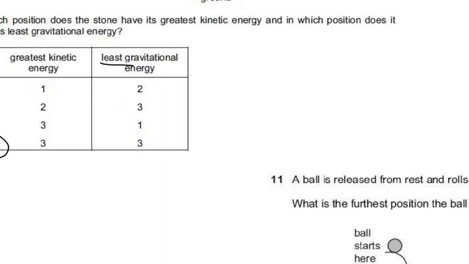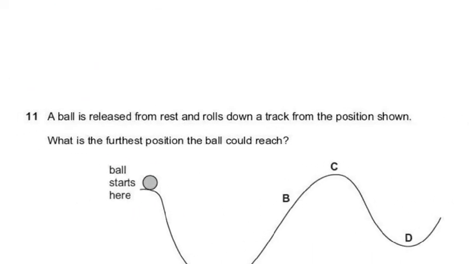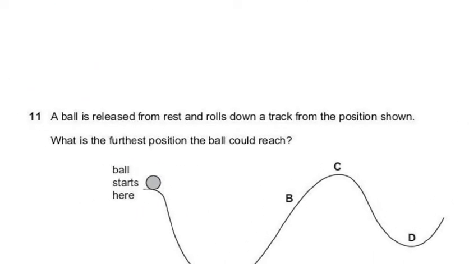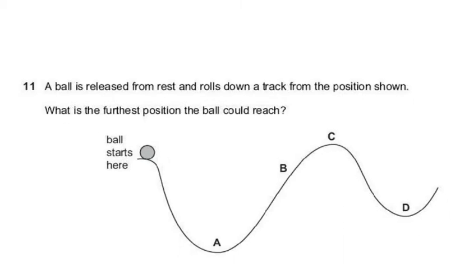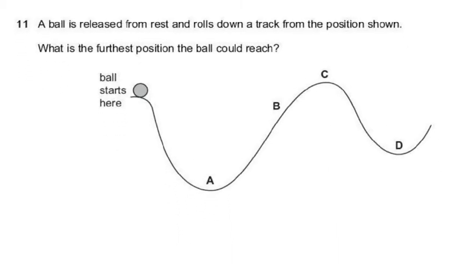All right. Next, we've got a ball that is released from rest and rolls down a track from the position shown. What is the furthest position that the ball could reach? Could it get to A? Obviously it could get to A. Then the question is, can it get to B? Can it get to C? Or can it get to D? All right, if it could get to C, then it can also get to D. So we have to decide if the ball can get to C.